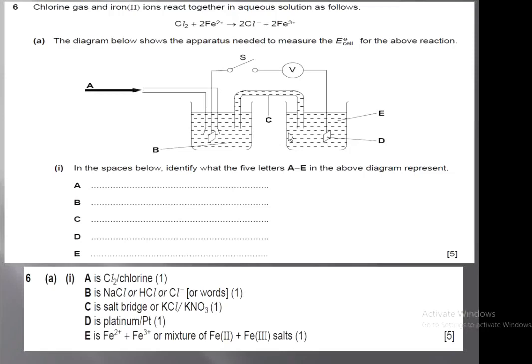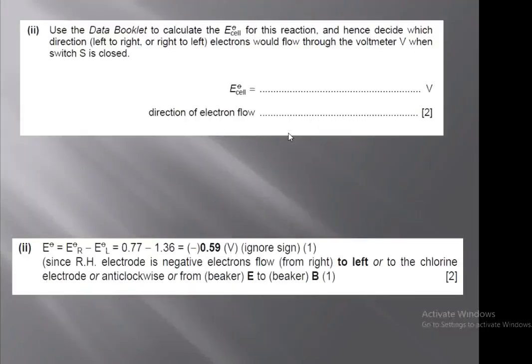So the electrons would flow from the right hand side to the left hand side, from the iron ion solution to the chloride ion solution, because the iron ion solution is acting as an anode, while the chloride ion solution electrode is acting as a cathode. I have written the answers here. You can see that the electrode is negative on the right hand side, and the current will flow from right to left, towards the chlorine electrode, or anti-clockwise from beaker A to beaker B.